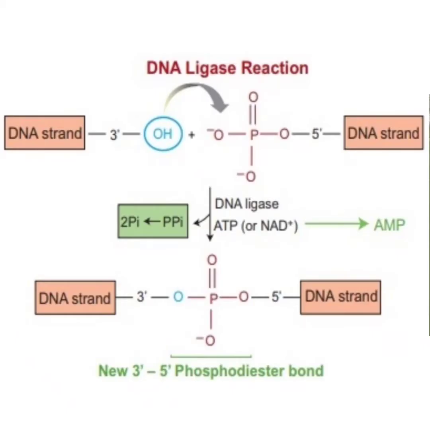Here you can see the DNA strand with a hydroxyl group and another DNA strand with a phosphate group, and the hydroxyl and the phosphate group are joined by the enzyme DNA ligase, and ATP is reduced to AMP and PPi gives 2Pi, and the two strands are joined together and a new 3'5' phosphodiester bond is formed.